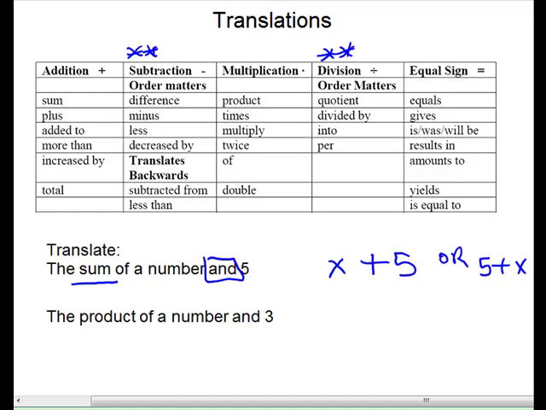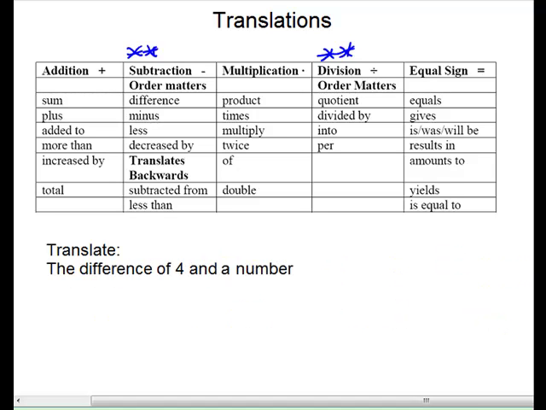Here's another example, the product of a number and 3. Your operation word is product. Product means to multiply. So we're going to have a multiplication. And is your separator. If you go in order, a number and the 3. That translation is just fine right there. It's probably not what you would see in the back of the book. Normally they would write that as 3x. It's just more compact, but both are correct.